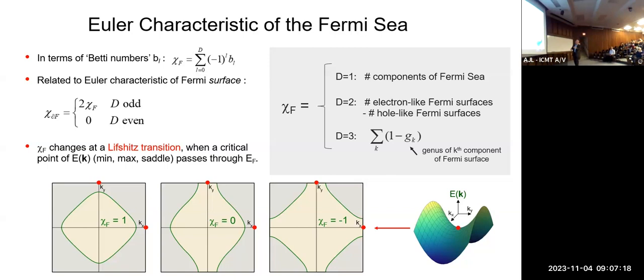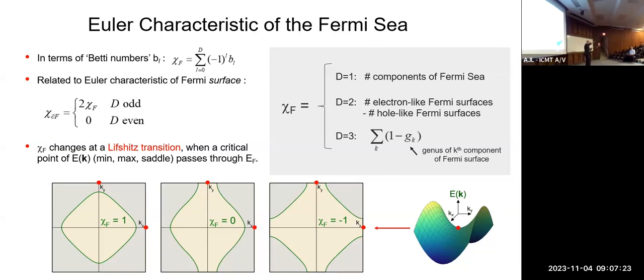All right, and so it's a topological number. It doesn't change if you make smooth deformations, unless you go through a topological transition, which is if your Fermi energy passes through a saddle point, then this changes. This transition where the Fermi energy passes through a saddle point is called a Lifshitz transition. So that's a topological transition for this topological invariant. Okay, so one can ask the question: how does this show up?